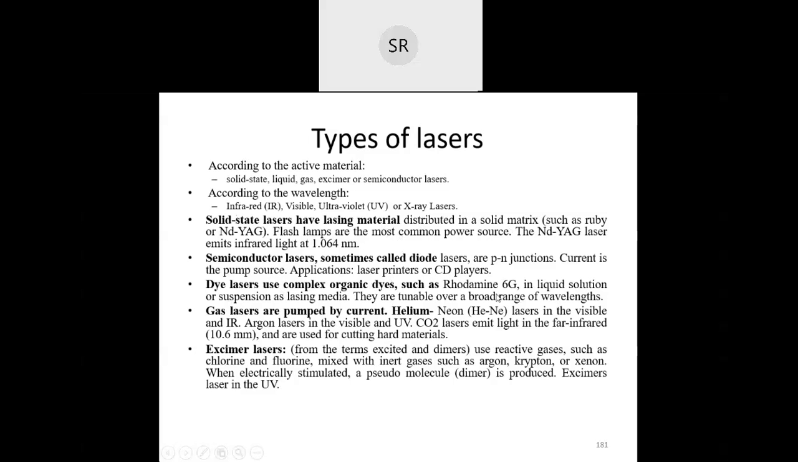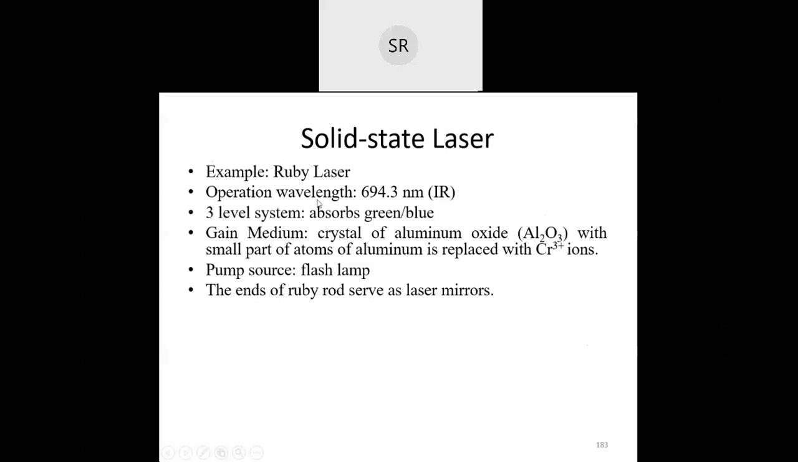Now, there are different lasers with different wavelengths, and each is used for a particular purpose. Rhodamine 6G in a liquid solution or suspension is used as a lasing medium, and these lasers are tunable over a broad range of wavelengths. Gas lasers are pumped by current and are used for cutting hard material. Excimer lasers are used in the ultraviolet range. That is about the different types of lasers we have.